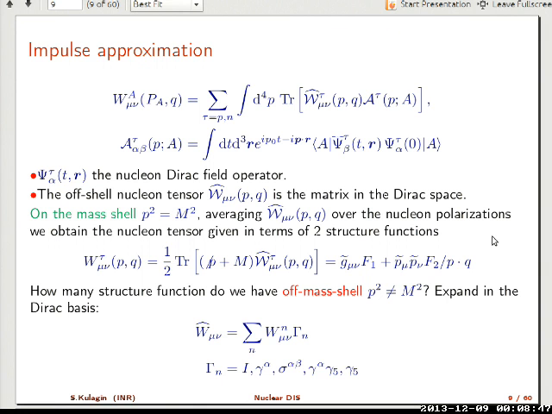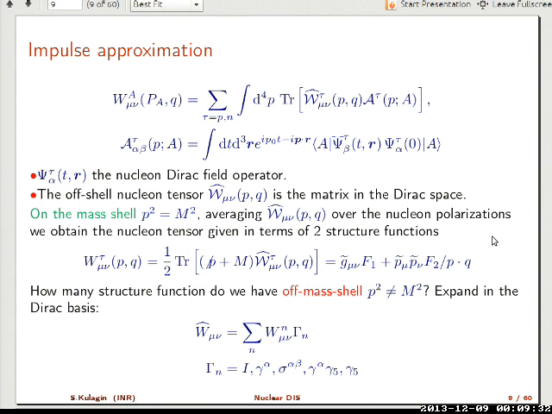Okay, so what about this amplitude? We actually know this Compton amplitude on the nucleon mass shell. When we take the matrix element of this amplitude with the Dirac spinors which correspond to the physical states of the nucleon, and average over the polarizations, then we know that we should get two structure functions, F1 and F2.